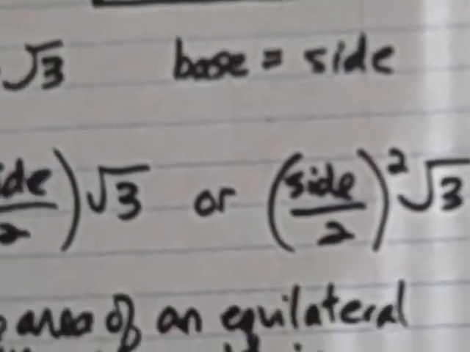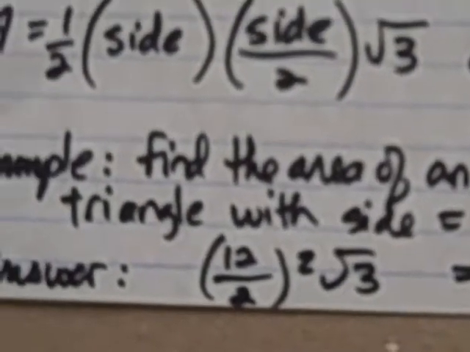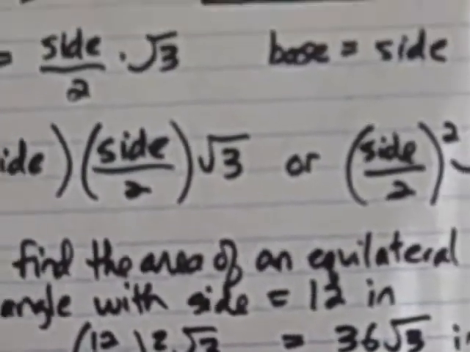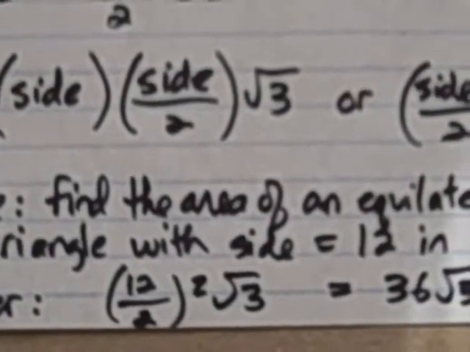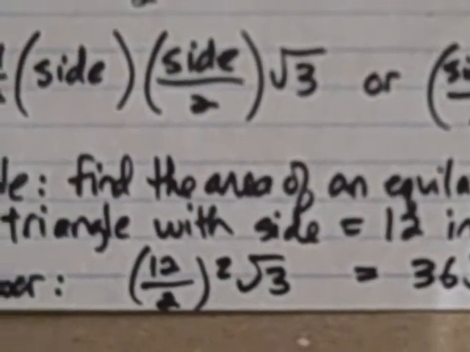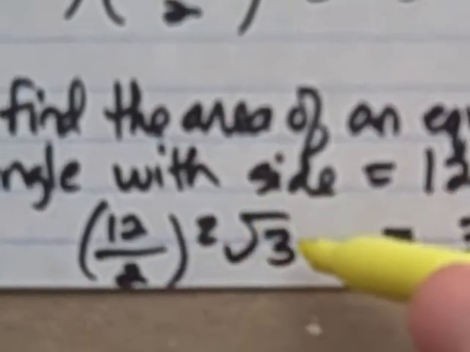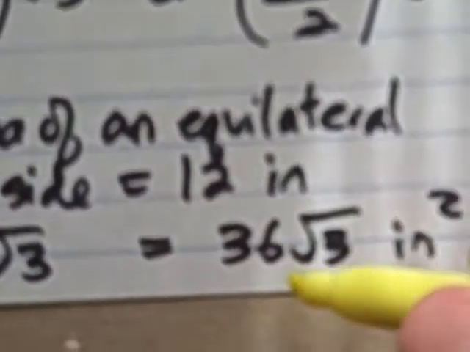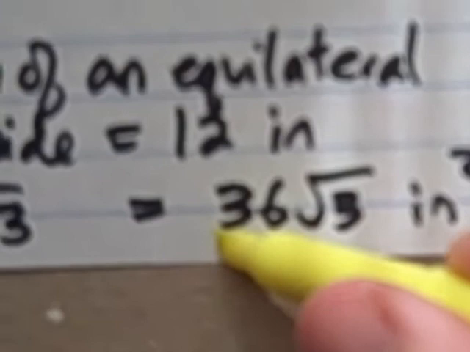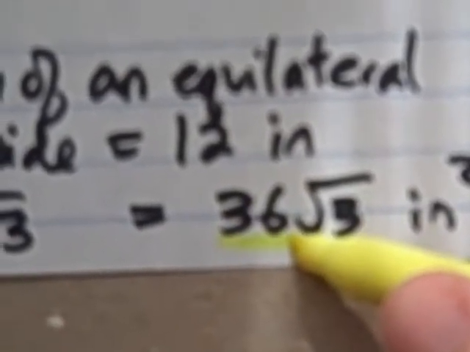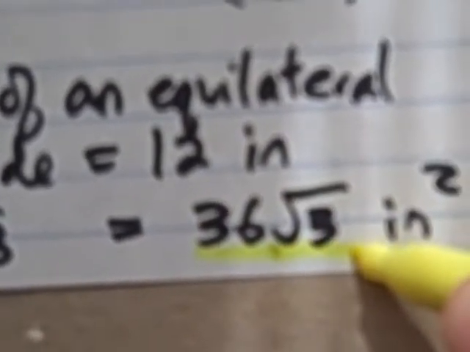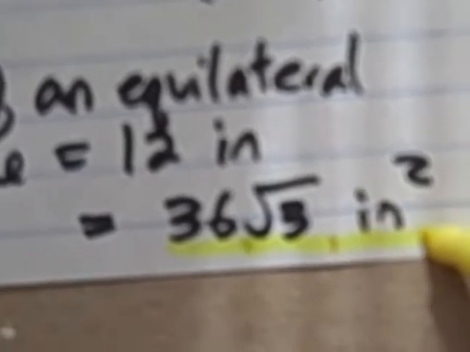So let's do an example. If you have an equilateral triangle with a side length of 12 inches, you can plug it easily into this formula. Divide your side length by 2, square that, and multiply it by radical 3. 12 divided by 2 is 6. 6 squared is 36. 36 times radical 3 is 36 radical 3. And of course your units are squared.